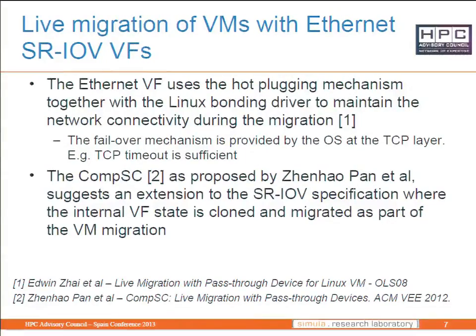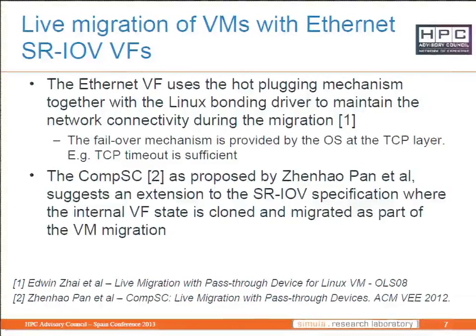So how is this solved for Ethernet SR-IOV virtual functions? In this work, I have the citation here. What they do is that they use the hot plugging mechanism together with a Linux bonding driver to maintain the network connectivity during the migration. So what they essentially do is that they use the bonding driver, and they have two interfaces. One is the pass-through interface, the virtual function, and another one is an emulated or paravirtualized device. So they prioritize the traffic to the virtual function, so they get the maximum performance.